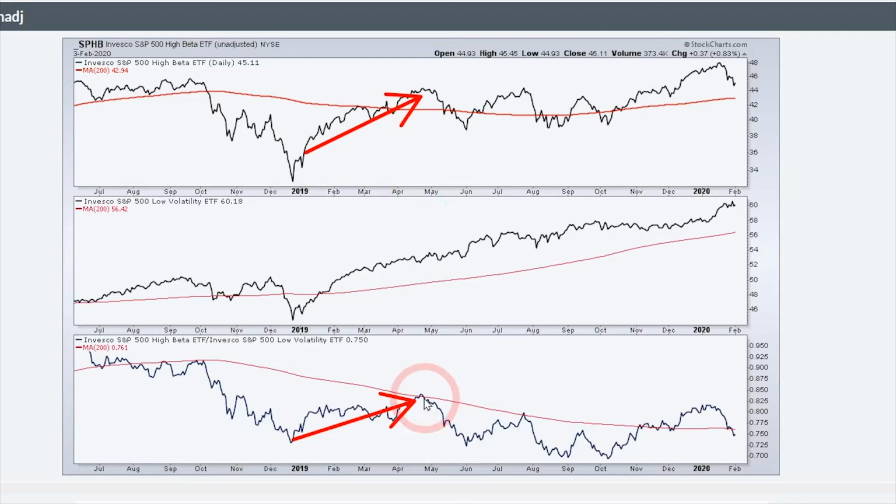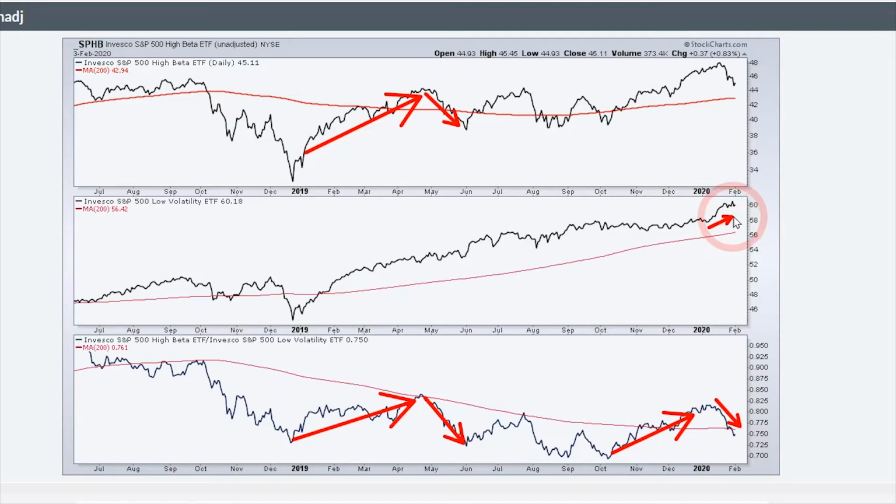And then there's the May correction here, and that was risk off. So you had high beta underperforming low volatility, and that's what happened here. The market went down. And if we look in October, we had a big move to risk on from October to early January, but then risk moved off as high beta started underperforming low volatility, or low volatility started outperforming.